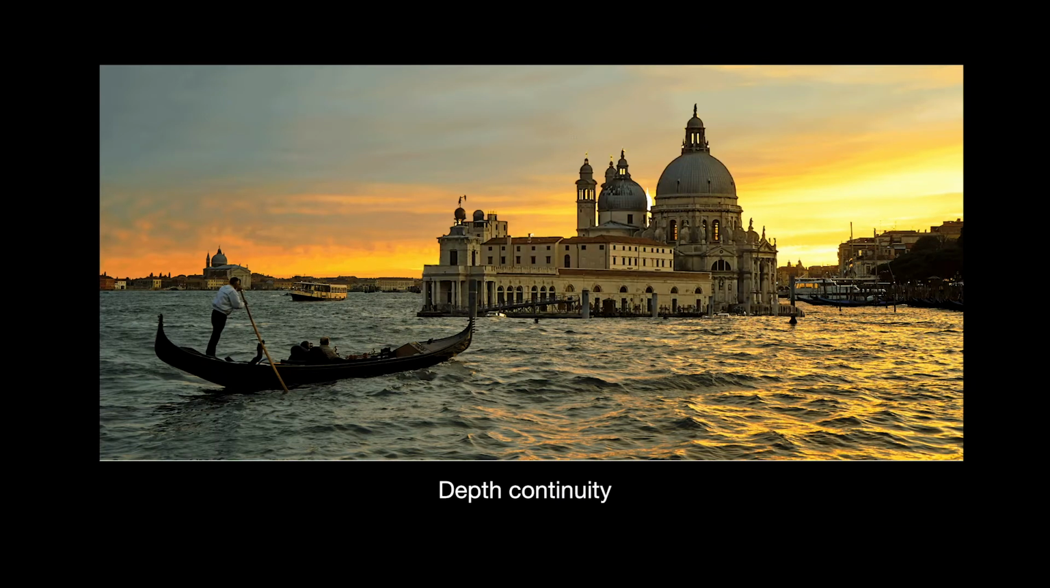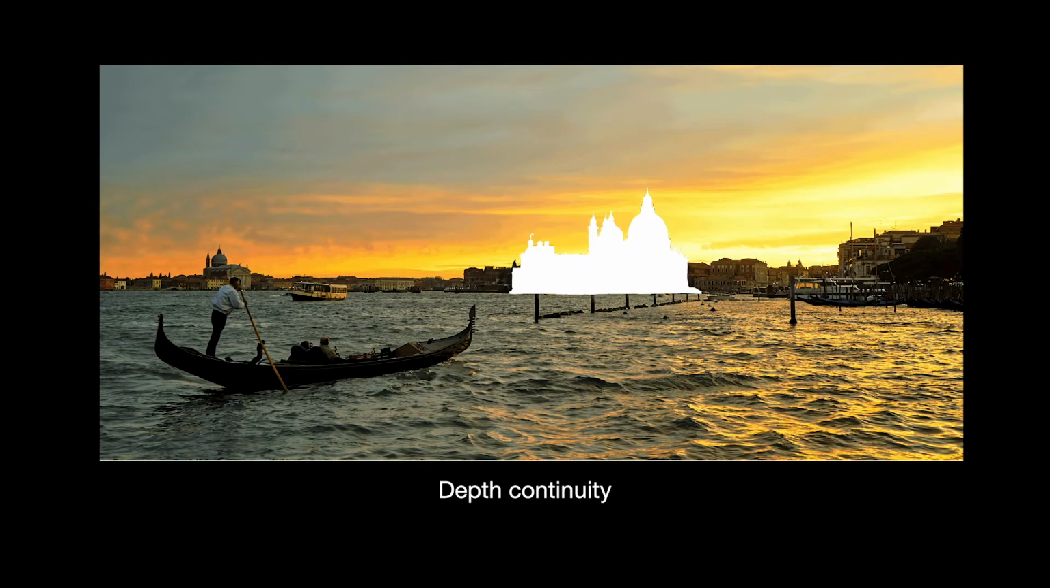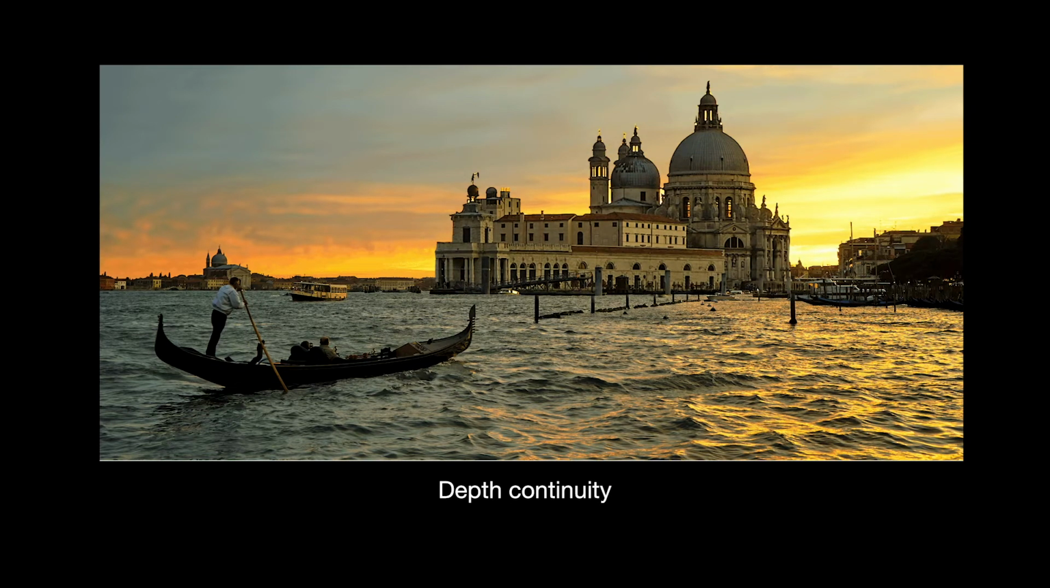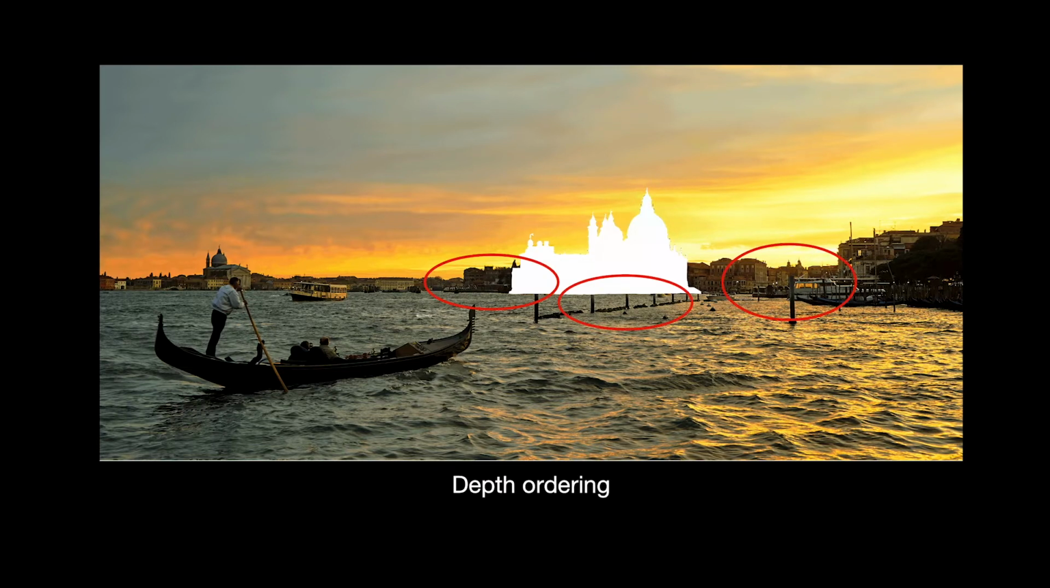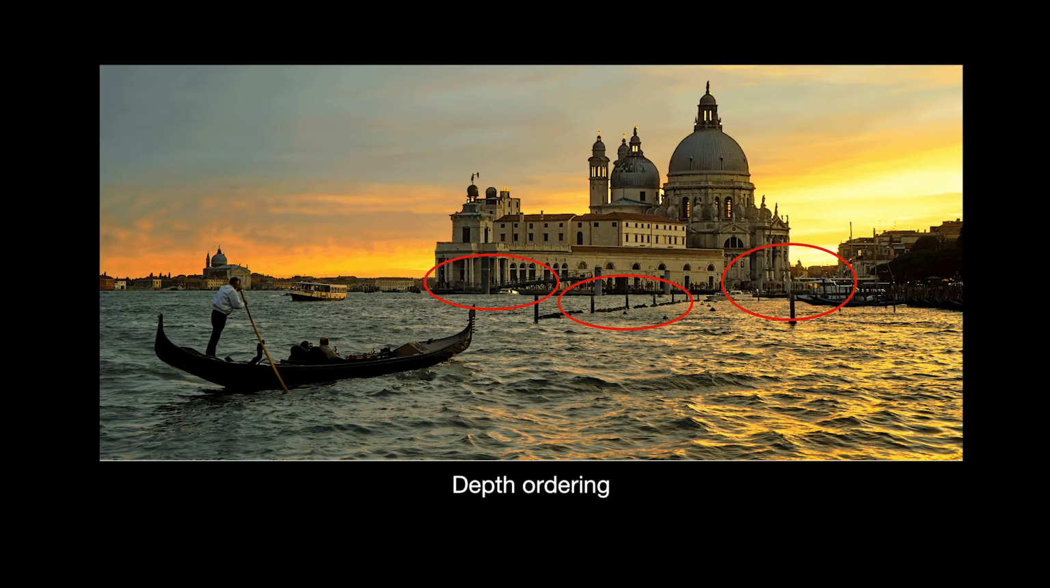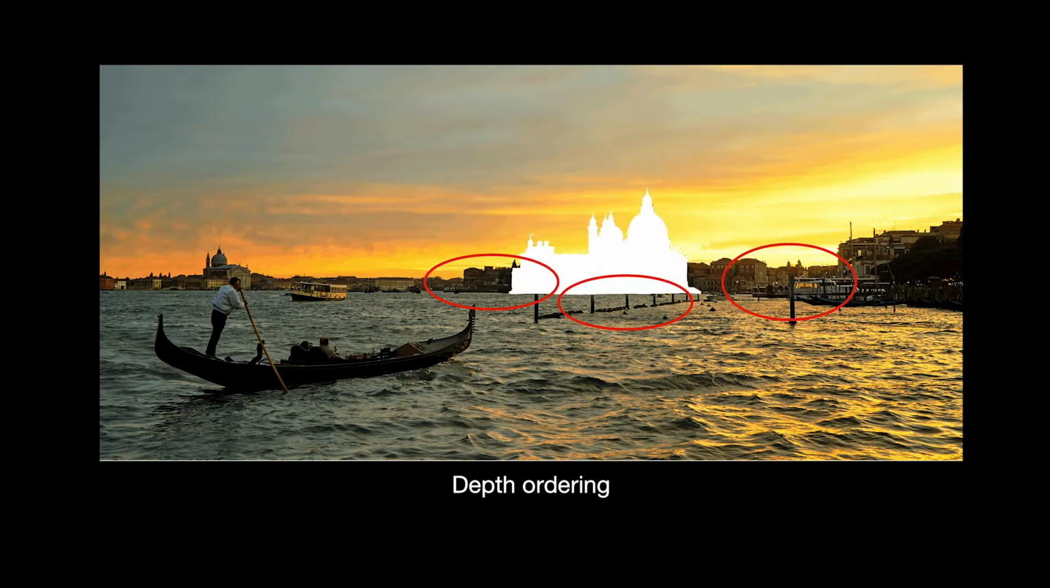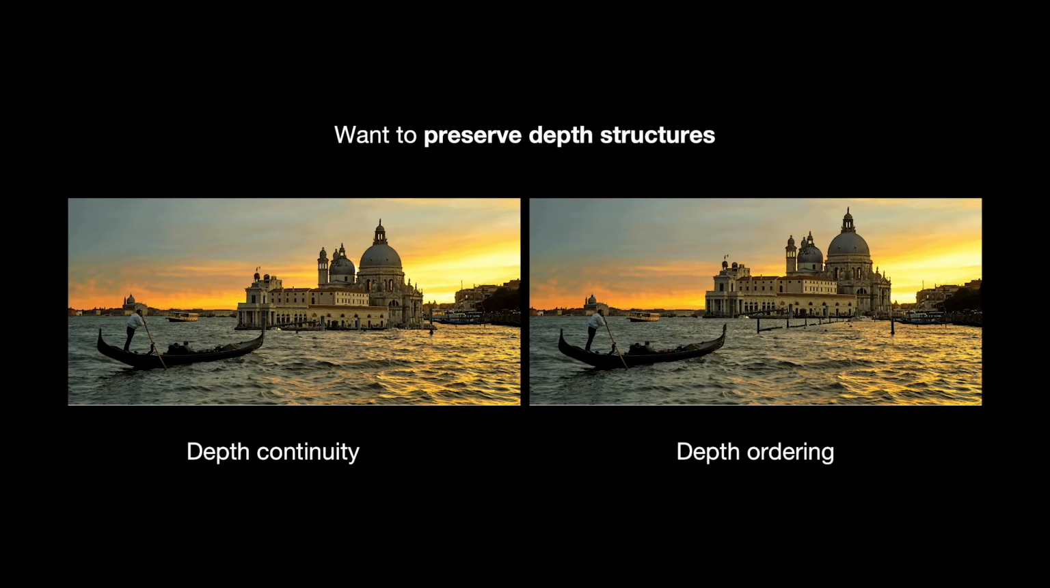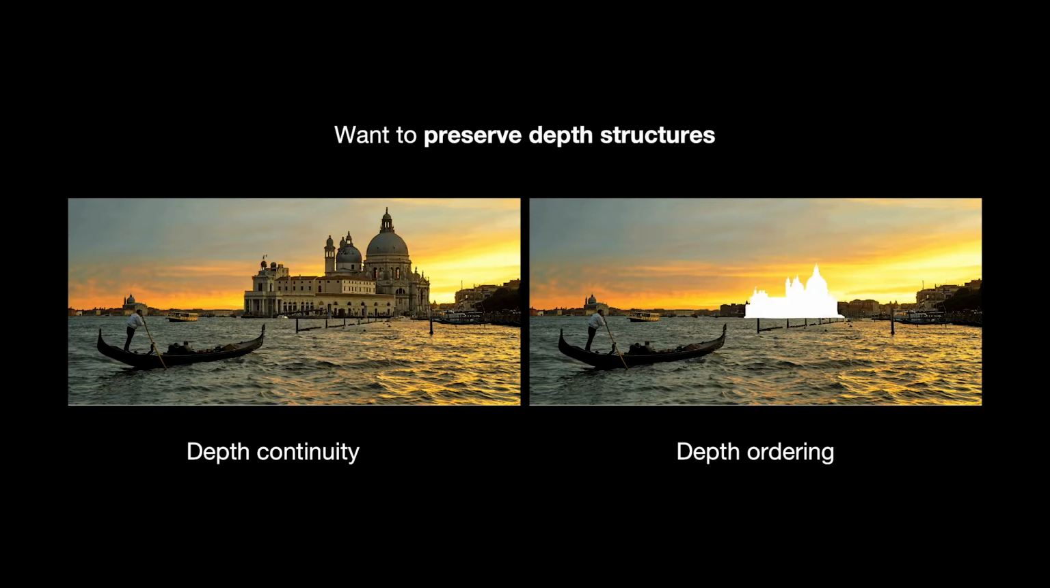Specifically, there are two types of constraints. The first constraint is to maintain depth continuity. When we resize the building, it needs to be attached to the ground. The second one is to preserve depth ordering. Things in front of the building should stay in front, which means we should not include the boats on the right, the poles in front, or the buildings on the left, which are at the same depth as the main building. In summary, we want some sort of scene depth understanding to preserve depth structures in the image, and simply cutting and pasting does not work well in general.